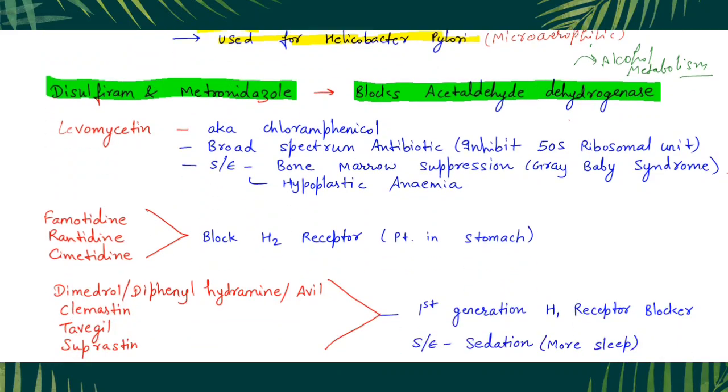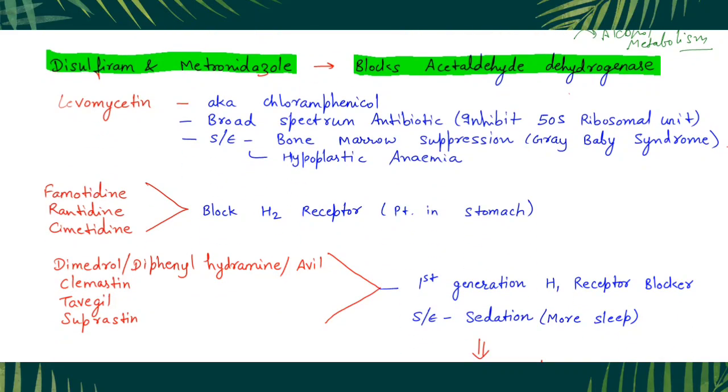Next is levomycetin. Levomycetin is also an antibacterial drug or antibiotic. It is also known as chloramphenicol, and it is a broad spectrum antibiotic. It inhibits the 50S ribosomal subunit.